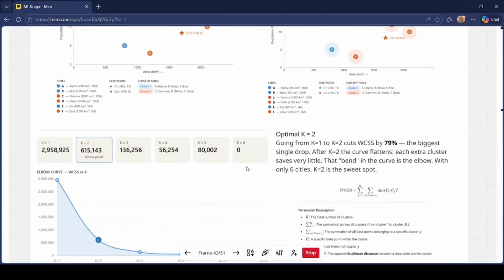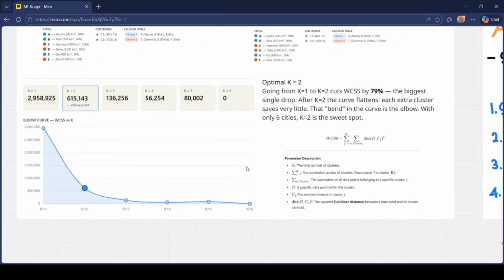And now there might be the question, how did we just randomly select our K? Like now we selected K to be 2, and how did we select it randomly? So here is where the WCSS is calculated. You can see the formula here. We have calculated the WCSS.